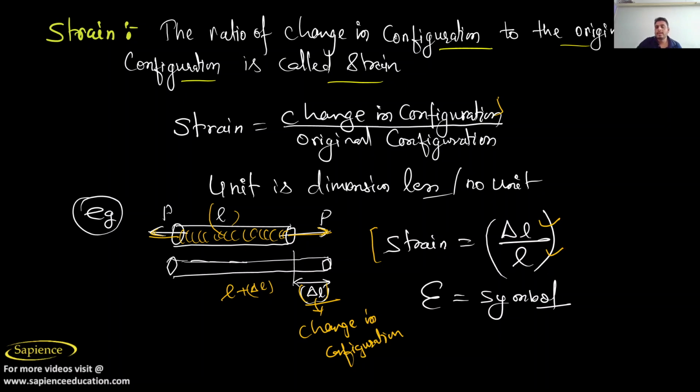So configuration may be area, may be anything, but we need to understand what type of change we are talking about. When you apply a force, lengthwise it is increasing or decreasing. It may happen that it may decrease. I hope you have understood now. Strain means change in configuration by original configuration. If you talk about the normal strain or longitudinal strain, you can say del L by L.